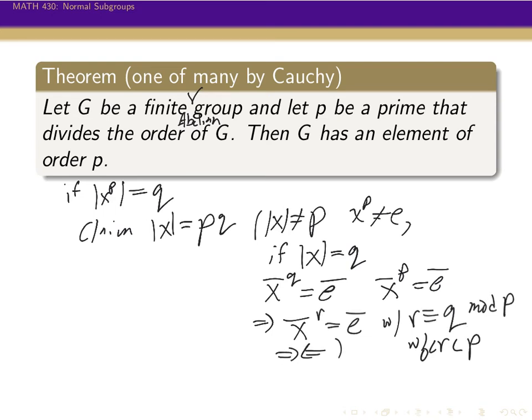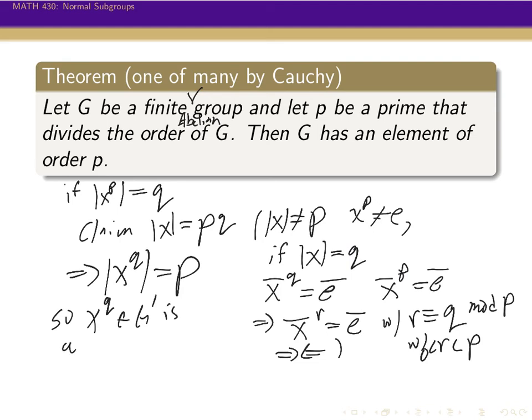And so then the only possibility is that the order of x is p times q. The order of x has to divide p times q, but it can't be p, it can't be q, and it can't be the identity, for the same reasons as we saw before. And so it has to equal pq. And so that establishes the claim. And then that means that the order of x to the q equals p. So x to the q, and this is in G prime, is an element of order p.